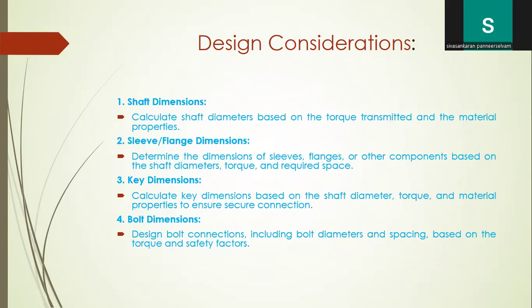Now let us see some of the design considerations in the coupling joint. First, we have to determine the shaft diameter based on the torque transmitted and the material properties. Next, we have to calculate the flange dimensions. Then keyway dimensions: calculate the keyway dimensions depending on the shaft diameter, torque, and the material properties in order to have a safe and secure connection. Then bolt dimensions: design the bolt connections including the diameter of the bolt and spacing based on the torque and the factor of safety.